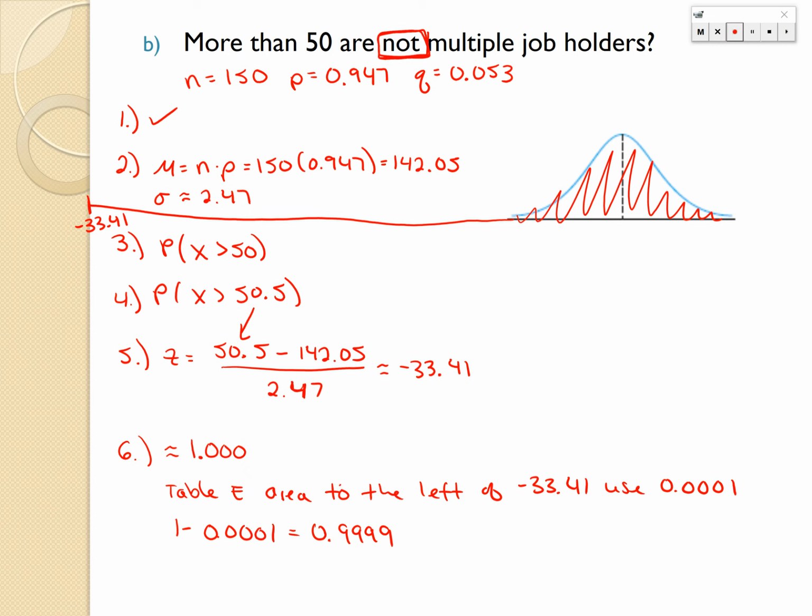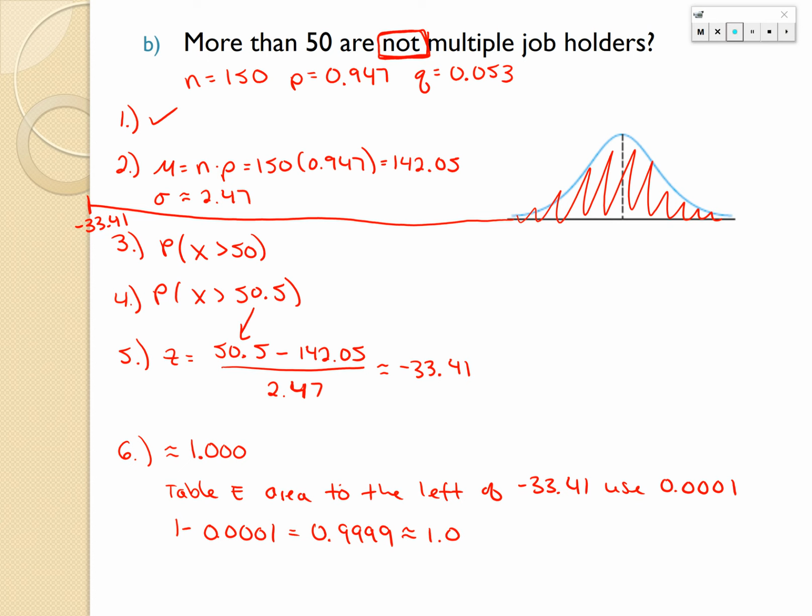So is this approximately 1? Yeah, if you're a table person, I would take all the 9s, or if you wanted to put approximately 1, you sure can. Just keep in mind, if you put an equals 1, you're saying that it is absolutely certain to happen. So just be very careful on that. Okay, be very, very careful.